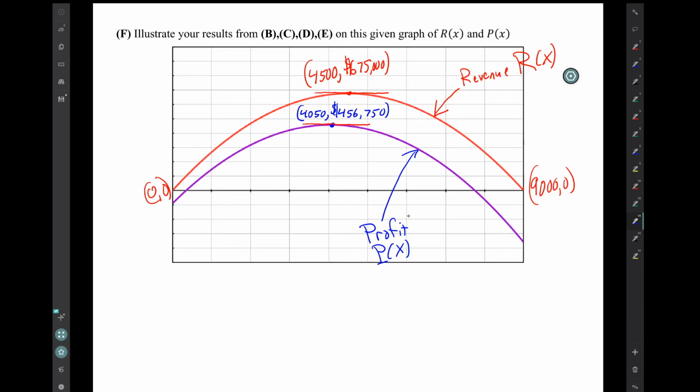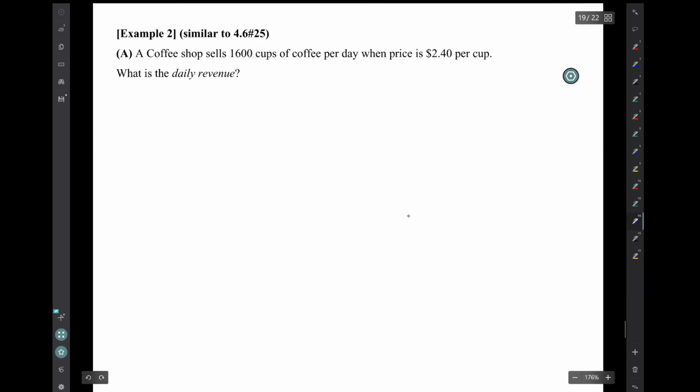Well, that's the end of that example. Let's go on. Example 2. This one's similar to 4.6, number 25. A coffee shop sells 1,600 cups of coffee per day when the selling price is $2.40 per cup. Question is, what is the daily revenue?